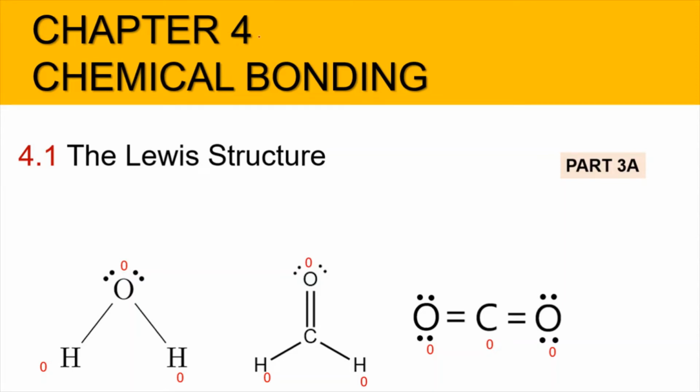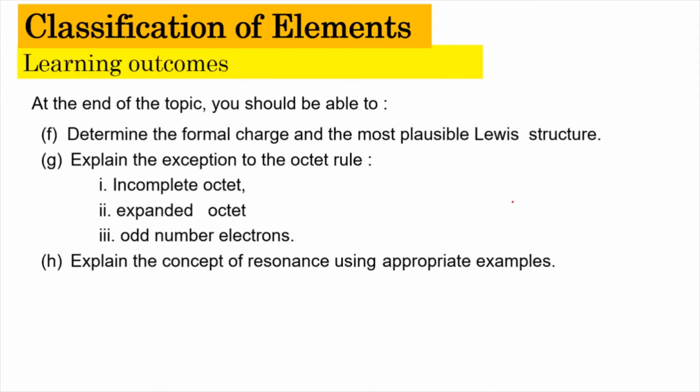So now we are still in chapter 4, chemical bonding. And now we're going to focus on the subtopic of 4.1, the Lewis structure, part 3a. So in this video, we're going to look into the determination of the formal charge and the most possible Lewis structure, which is in the part 3a and 3b.